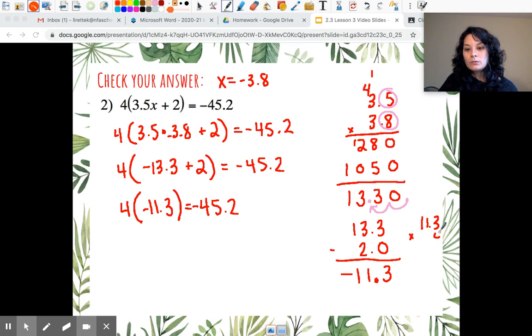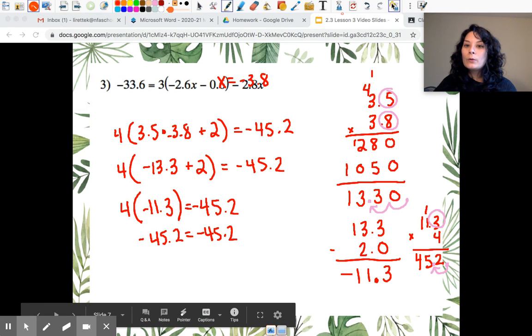11.3 times 4. 4 times 3 is 12, carry the 1. 4 times 1 is 4, plus 1 more is 5, and 4 times 1 is 4. So again, I'm ignoring the decimal and I'm pretending it's a 113, and now I'm adjusting for the decimal at the very end. There's only 1, so I start at the right and I move 1 place to the left. So I get 45.2, and different signs give me a negative product. We match, so there's our answer.